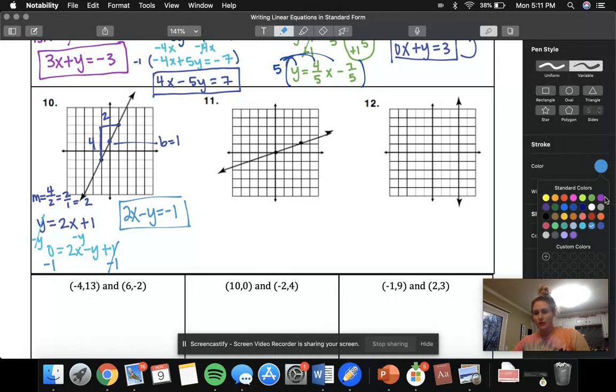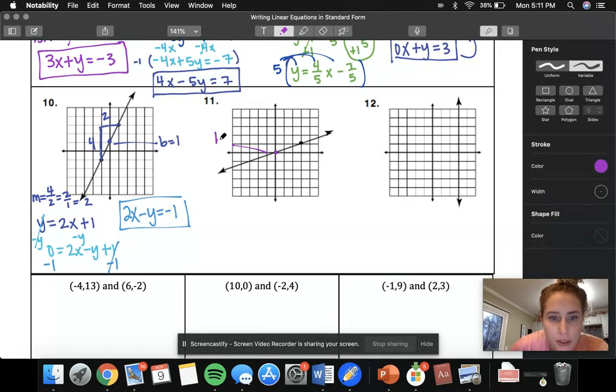Okay. All right, for this problem, I can visualize and see that the y-intercept is 0. Okay, I can also see that the slope is a 1:3 ratio. So my equation can be y equals 1/3 x plus 0.